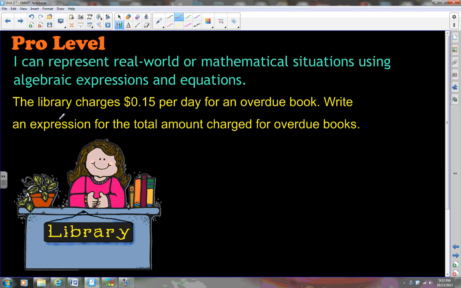Here's our pro level question. It says a library charges 15 cents per day for an overdue book. Write an expression for the total amount charged for overdue books. Okay, so I need to write an algebraic expression to represent this situation.